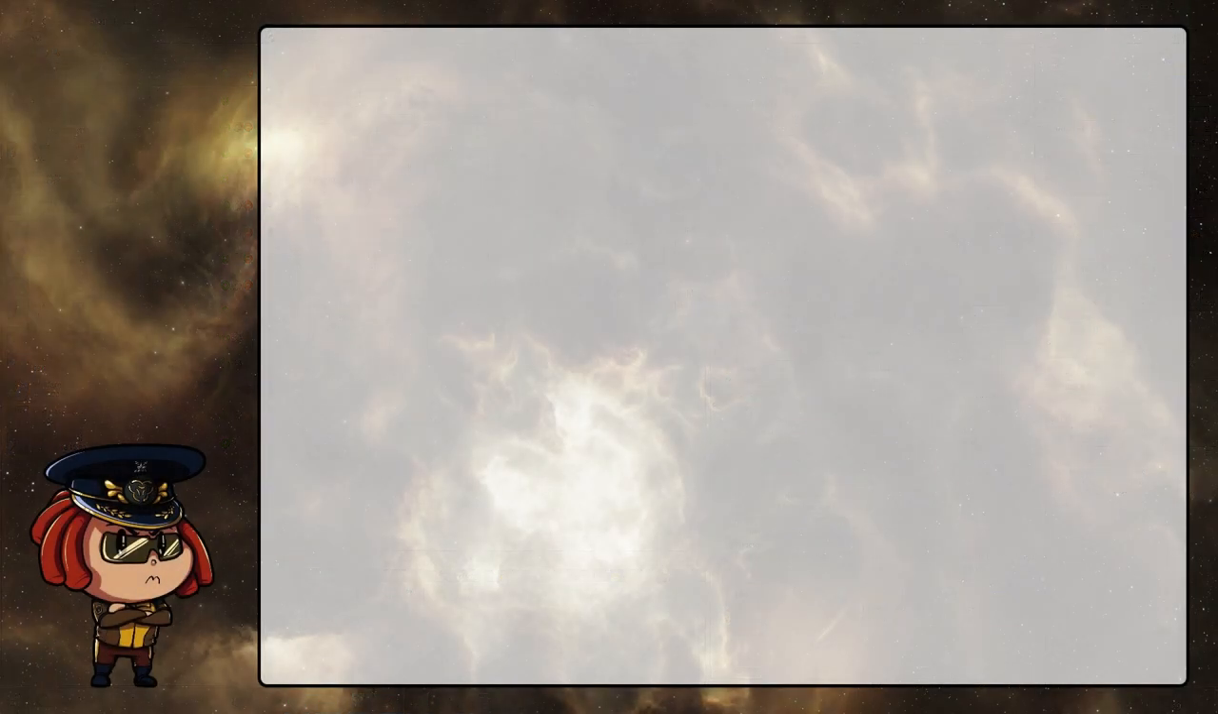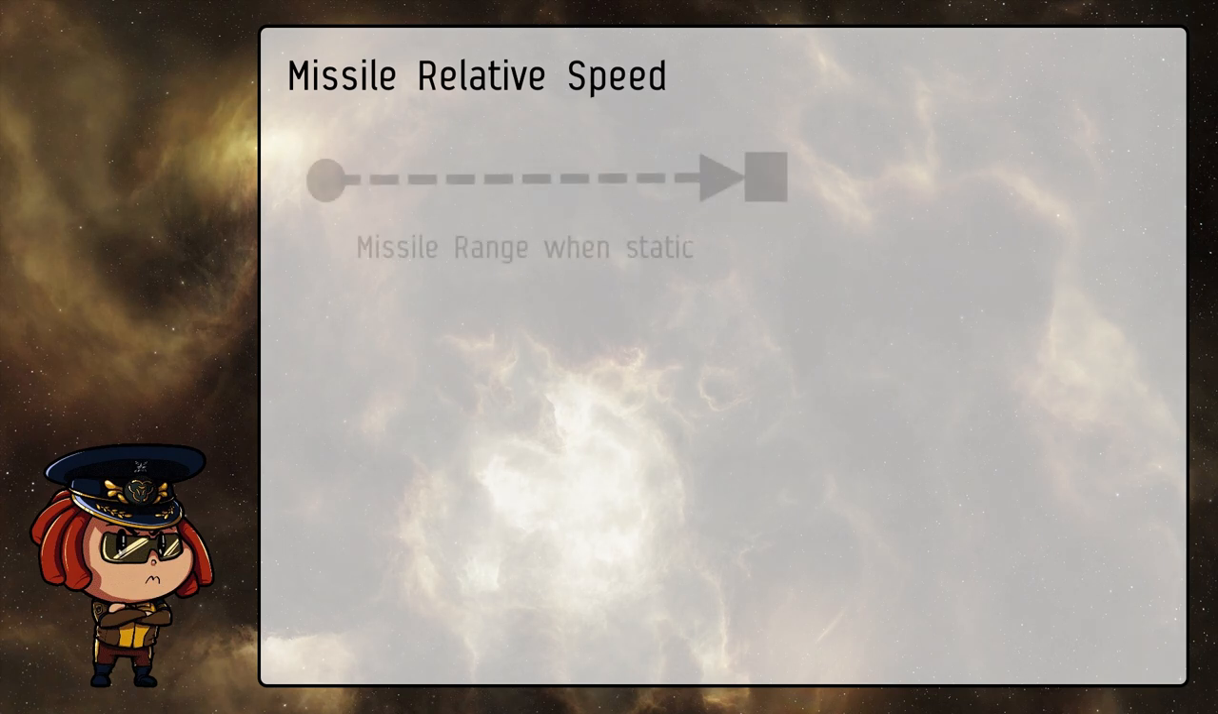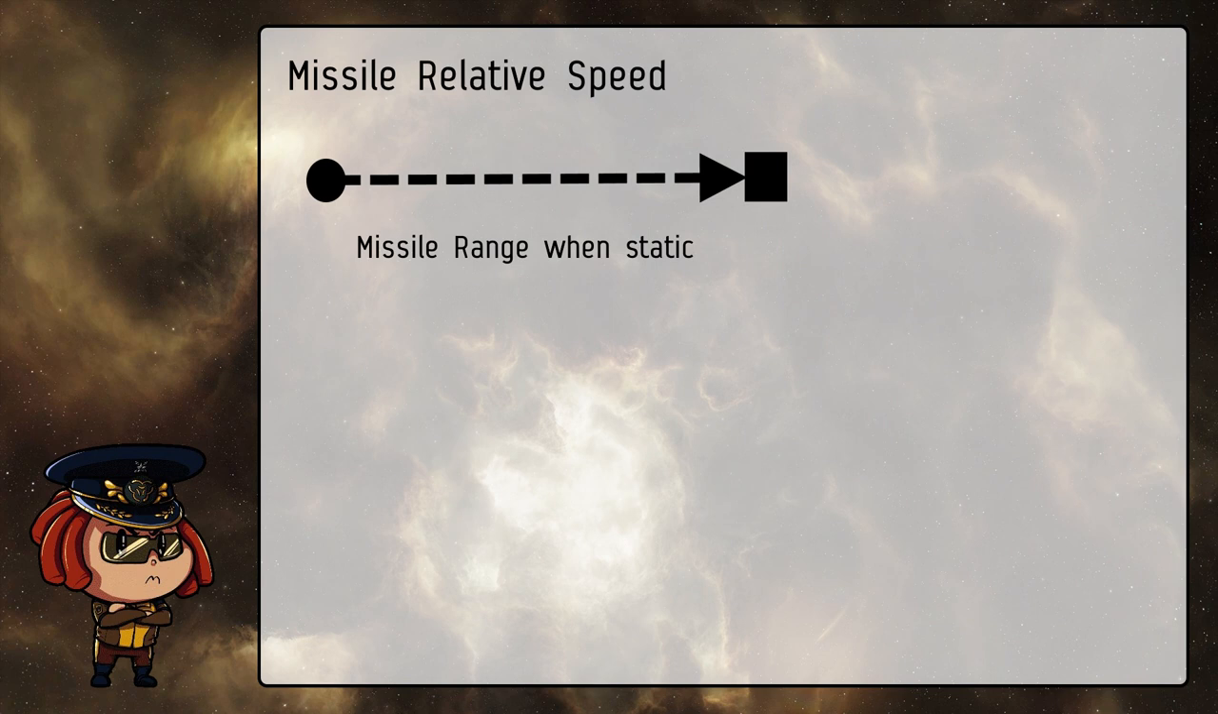Alongside that is the fact that missiles do not actually obey the laws of relativity, and instead use Aristotelian physics. And what I mean by that is that if you fire a missile whilst going at 2,000 meters a second, that velocity is not then passed on to those missiles.